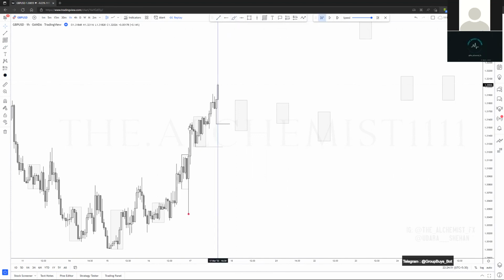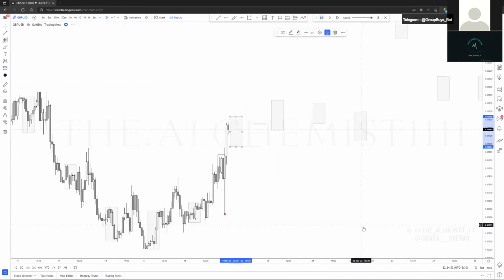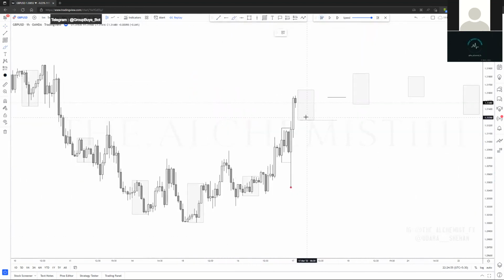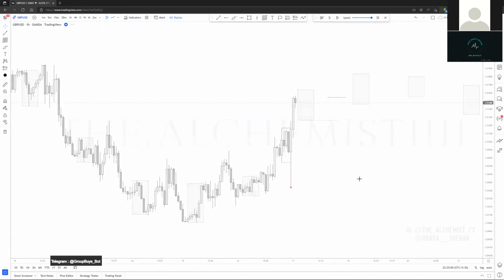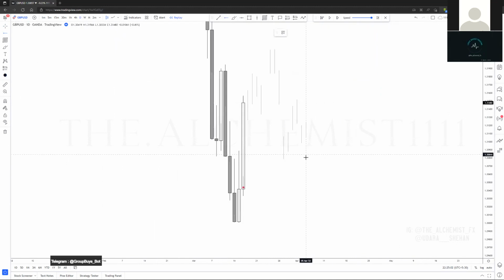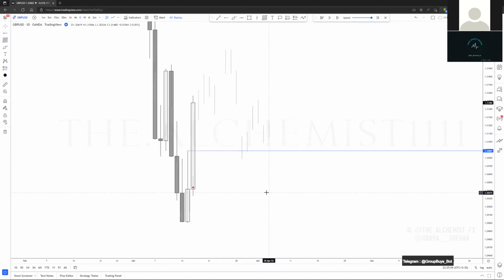So now look at this. Just remember, this is where the Asian low is. Right below the Asian lows, what did we have? Daily. What is this? Imbalance. Can you see that? We had a daily imbalance.